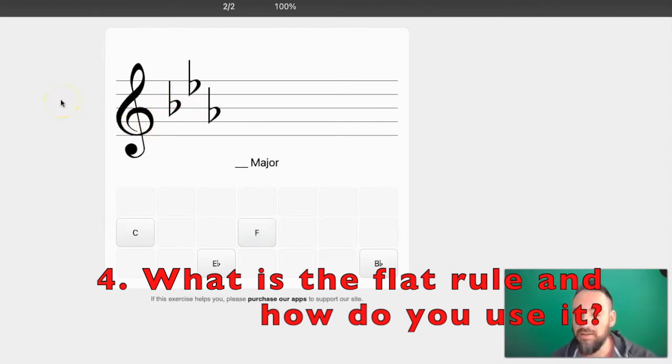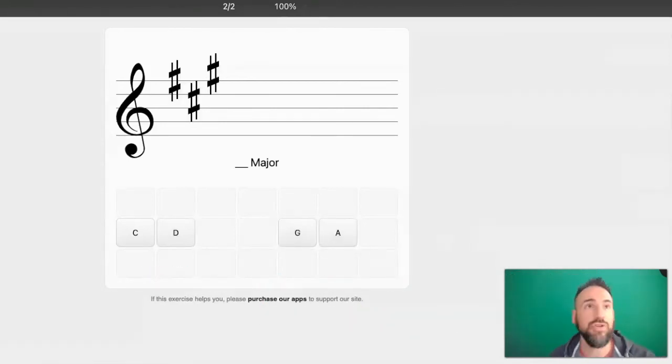So number 4 on your quiz. What is the flat rule and how does it work? And describe that process that I just did, and you can go back and watch it as many times as you want. Then we have the sharp rule.